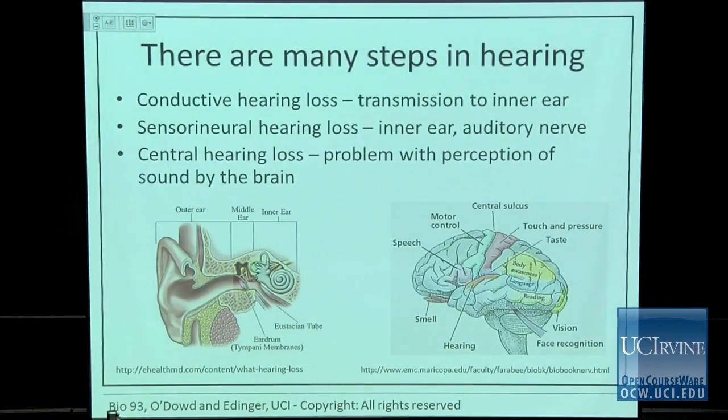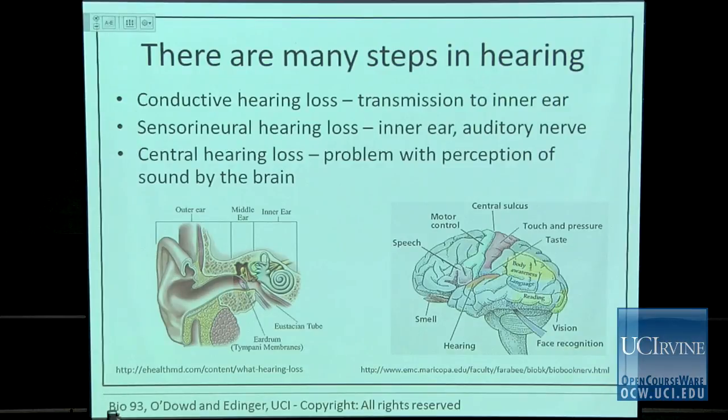So why is C possible? Because there are multiple steps in hearing. People who are deaf can have defects at several different levels. They could have conductive hearing loss, where there are problems transmitting the vibrations to the inner ear, for example a problem with the bones of the inner ear. There's sensory neural hearing loss, which is getting that signal from the inner ear through the nerve. So they could have a problem there. There's also central hearing loss, where there's a problem in the area of the brain that perceives the sound.